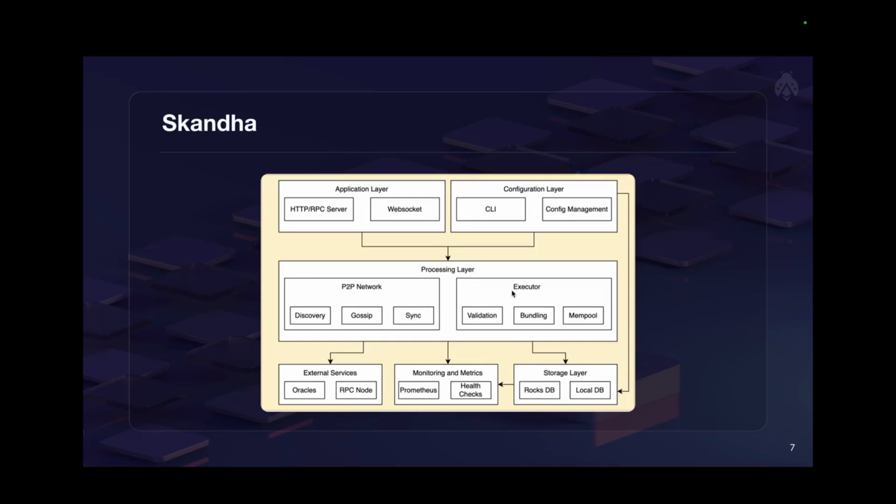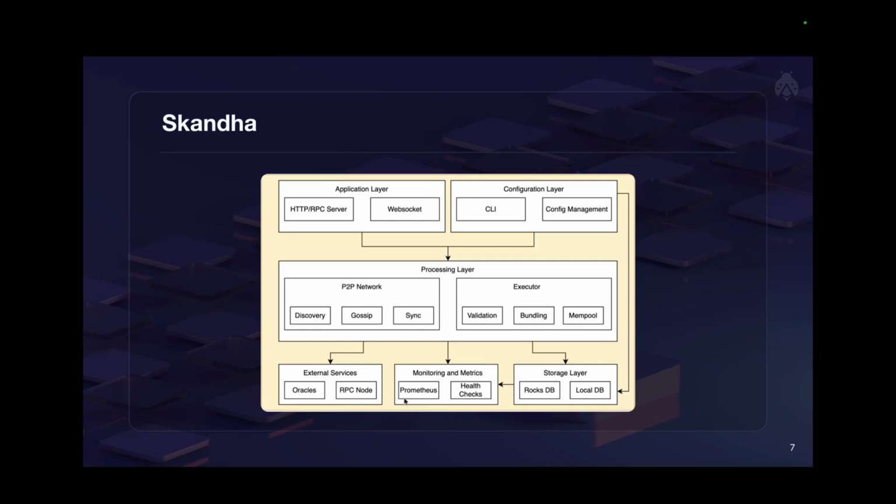And then we have the executor layer, wherein the validation of user ops, bundling of user ops, and the mempool service, obviously, wherein we store the user ops, and then that is carried out to the chain. We have the storage layer. Right now we have two modules on the storage layer which the user can choose from: one is RocksDB and one is LocalDB. Because it's open source, everyone prefers to choose LocalDB when testing locally, but the hosted version of Skanda uses RocksDB.